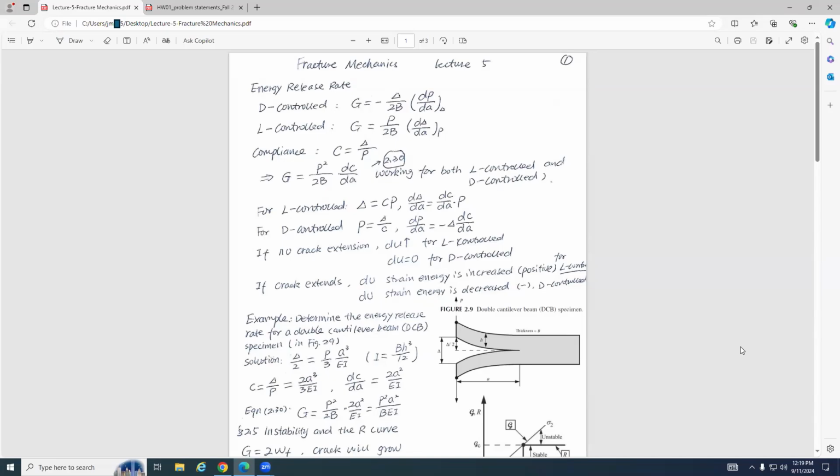So, you have taken the mechanics lab, right? We have a specimen, a steel cast iron, and another one is aluminum alloy. You have done the tensile test, right? Yes. For the tensile test, is this a displacement control or load control?